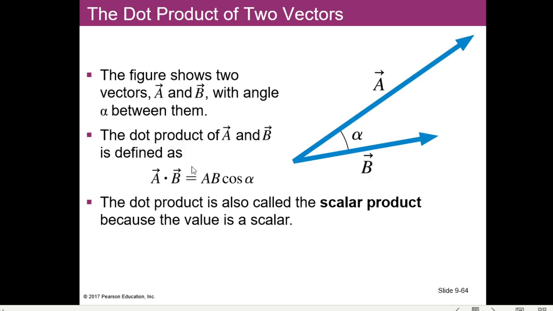But in this right-hand side of the equation, we have magnitude of A, magnitude of B, cosine of alpha. So this right-hand side of the equation is a scalar, right? That's why it's called a scalar product. Magnitude, magnitude, and just a number. Well, so when you take the dot product of A with B, you get a number, okay? That reduces this product of these two vectors into a number, a scalar.